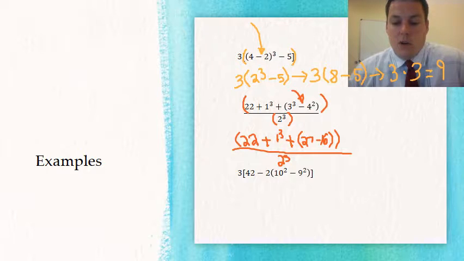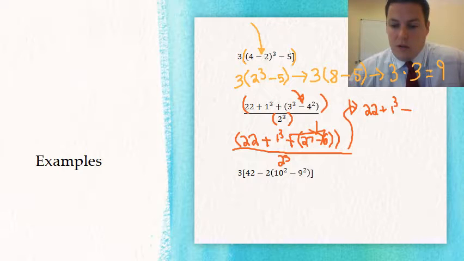Again, I got to work all the way inside my parentheses. So I'm still inside here. So now I have 22 plus 1/3 plus 27 minus 16, which is 11, over 2/3.